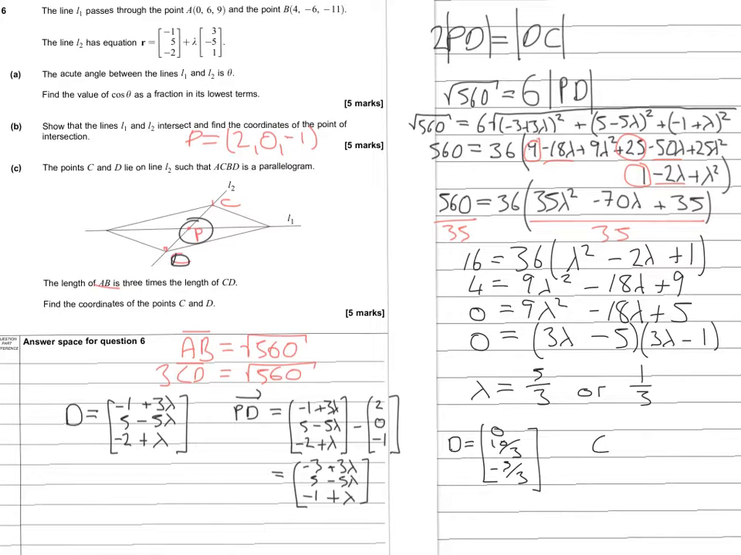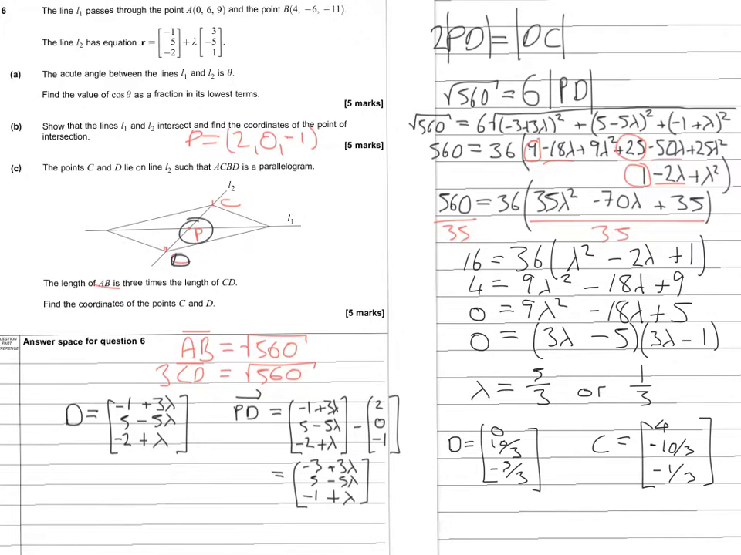And C, that is just from my calculator, (4, -10/3, -1/3). And those are my 2 points, C and D.